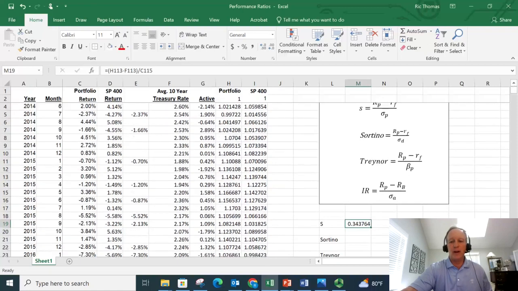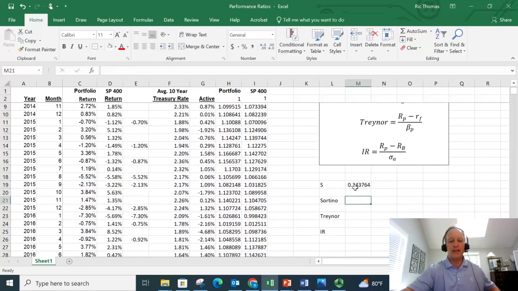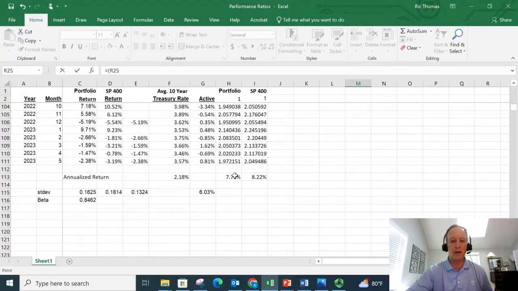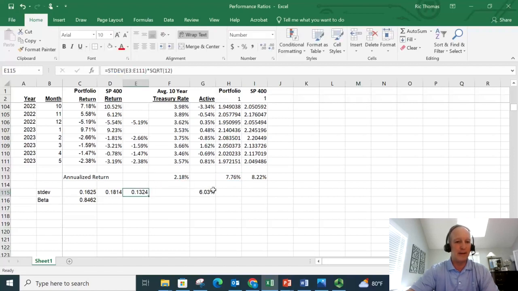Okay, the Sortino ratio is the same calculation, except I use a different standard deviation number. So again, I'm going to go down here, go to the bottom, and use my same 7.76 return. I'm going to subtract out the risk-free rate, which is 2.18%, and I'm now going to divide it by the standard deviation of the downside. Okay, that was that number right there. I don't think I did everything right there.